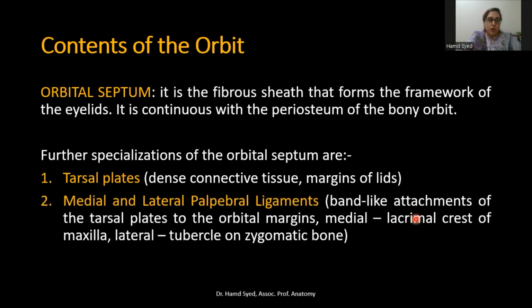The other specialization of the orbital septum are the medial and lateral palpebral ligaments. These ligaments are band-like attachments of the tarsal plates to the margins of the bony orbit. On the medial side, the band is attached to the lacrimal crest of the maxilla, whereas on the lateral side, the lateral palpebral ligament is attached to the tubercle on the zygomatic bone.